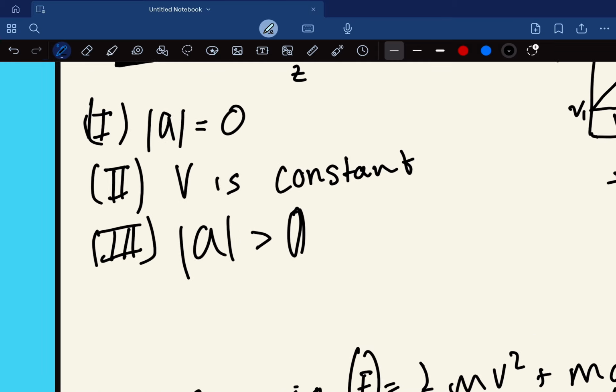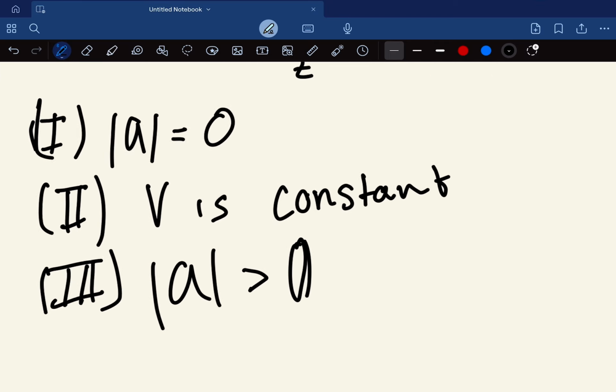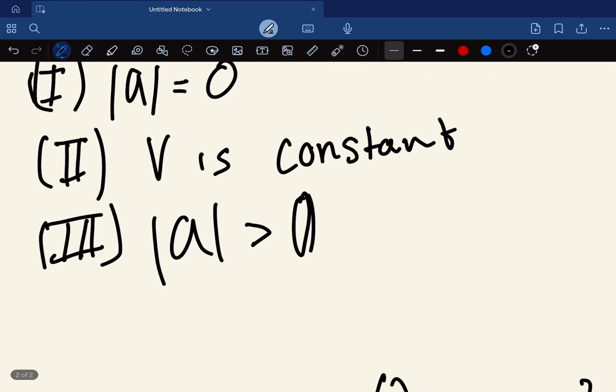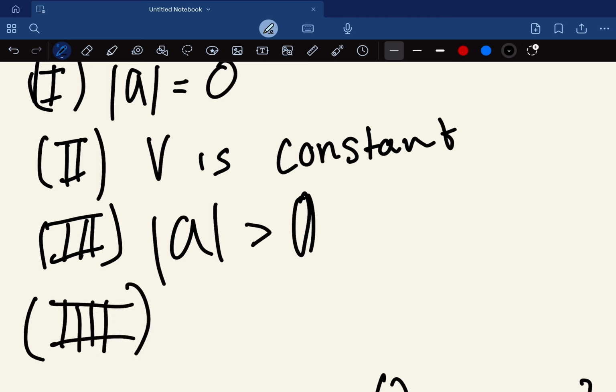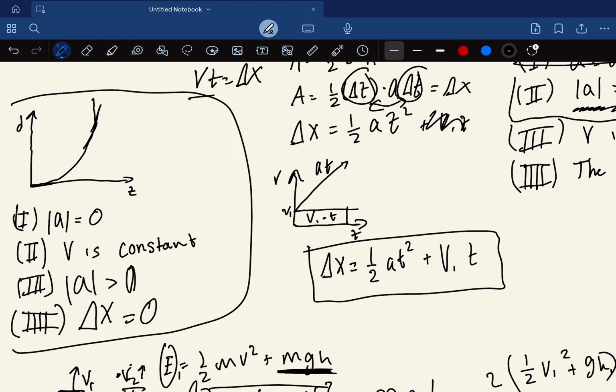And the fourth option, delta x across any point t is equal to 0. Now, take a minute, pause the video, and let me know which option you think is correct. And 3, 2, 1, the answer is that the object is accelerating.